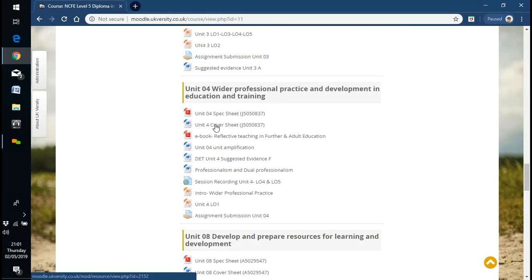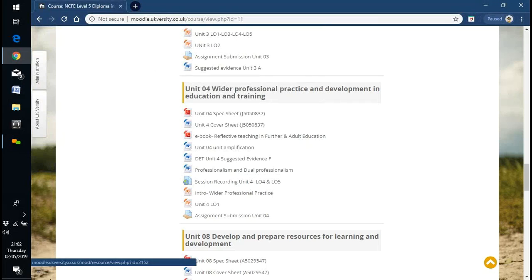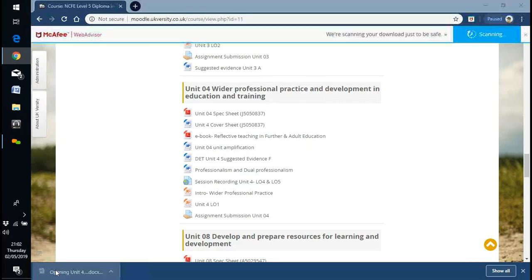The text is back to 4. Unit 4 cover sheet. Just start and save. And boom.